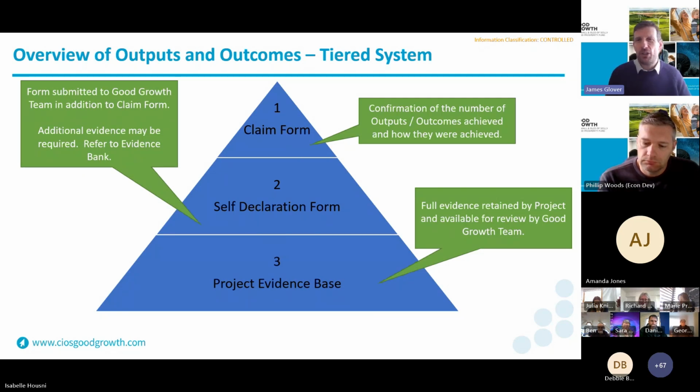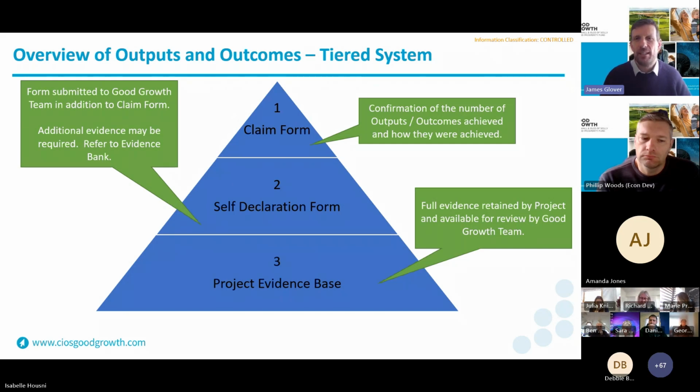So if you had, for example, 10 jobs your project had to deliver, you might in claim one say you've delivered 2 of those, so you'd put that in your claim form under the outputs or outcomes where it's listed, and then submit that to us. We also require with your claim form a self-declaration form, that you've actually delivered those 2 jobs, for example, and then you would need to keep your project evidence base, which is step 3 of the tiered system, of evidence you've actually delivered those jobs. So for example, have you got job descriptions, have you got evidence of them being on the payroll? That's just an example of how we'd expect it to work.